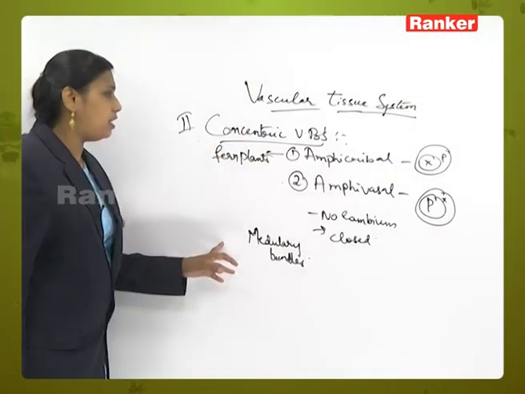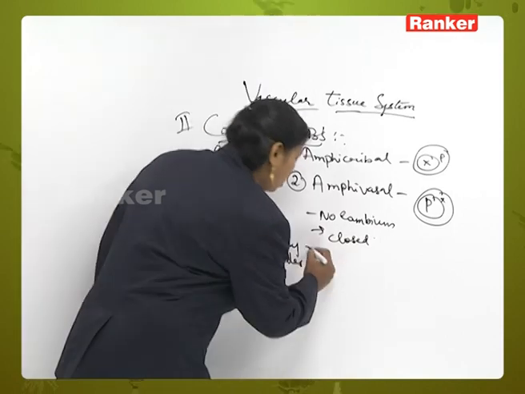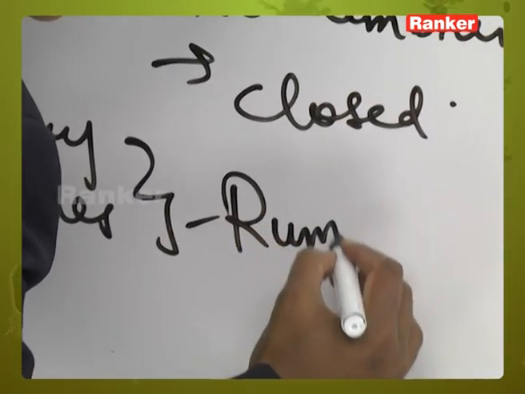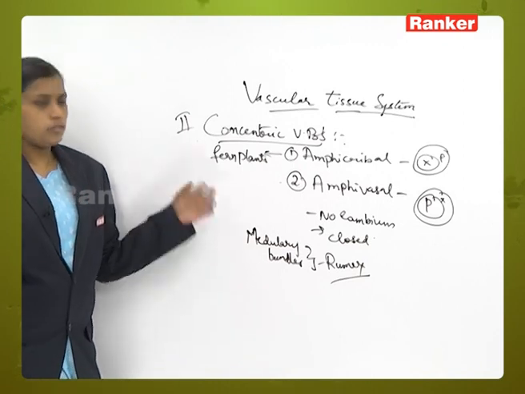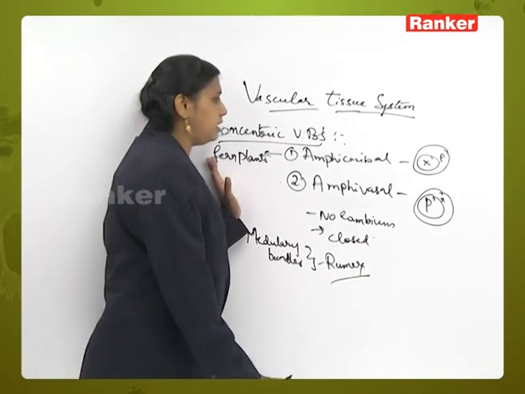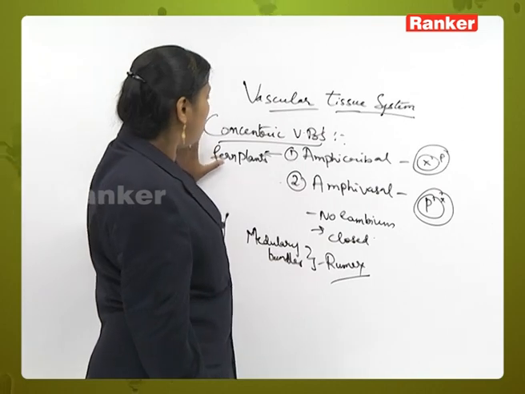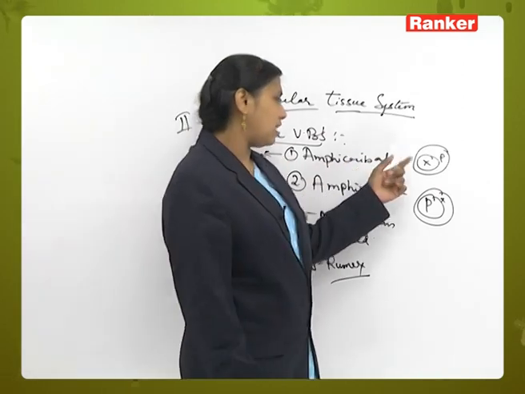And these types of medullary bundles are seen in some plants like Rumex. You will see the presence of medullary bundles. So concentric vascular bundles are those bundles in which xylem and phloem are surrounding each other.